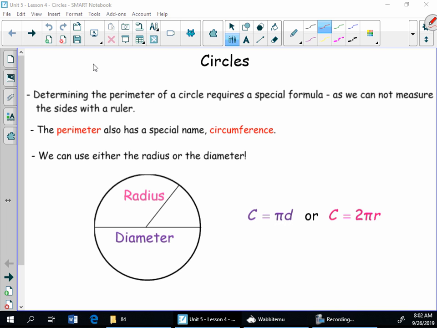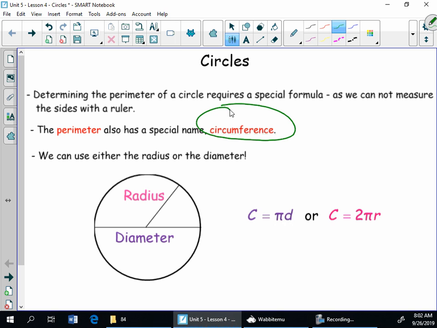You could take a string and lay it down on the outside and straighten it out and measure the string, but you can't really do that with a ruler, right? So we have a special formula, and we actually have a special name for perimeter of a circle. We call it the circumference, the distance around your circle.